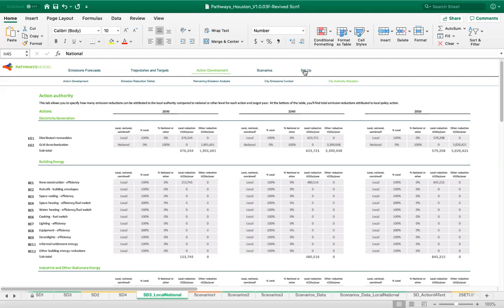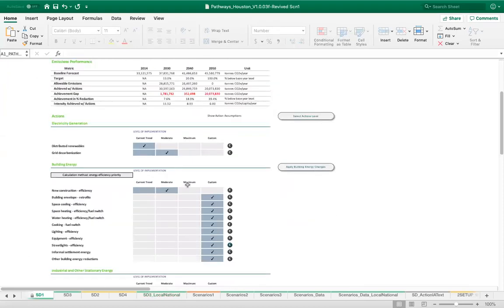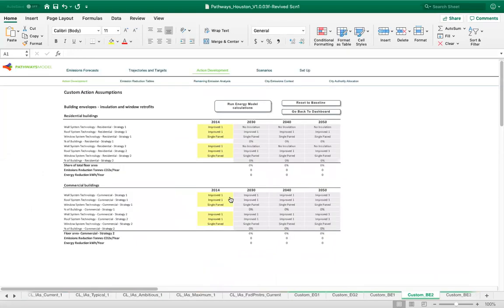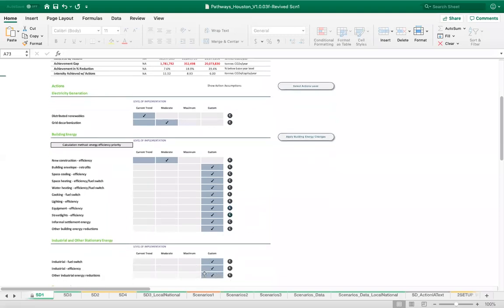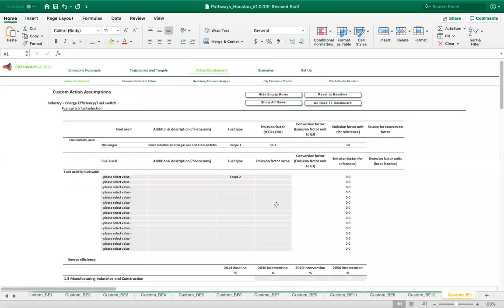The one thing that I would say, the biggest things are assumptions. So if we go to action development, whenever you click these multiple levels, you'll get a summary of what the assumptions are. For you guys, start getting into the custom settings. Really, that's what this is for. That's the level of sophistication that I think you have, with external information and external expertise and insight to allow you to set up these custom values. So industrial efficiency, broadly, what sort of levels of efficiency change can we get?